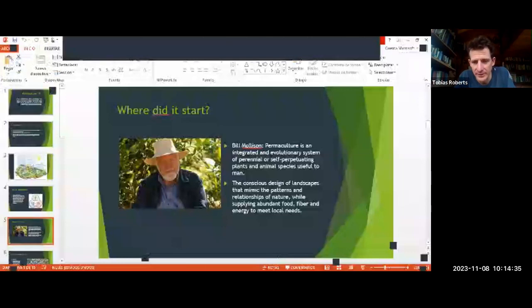And that last part is important. Again, returning to the idea that permaculture is not just about food production; it's about providing food, fiber in the sense of what we use for shelter, to clothe ourselves, and energy, right? How can we harness the energy of the sun, the energy of burning wood to heat our homes, to cook our meals? But how can we do all of this in a way that mimics the patterns and the relationships of nature, right?